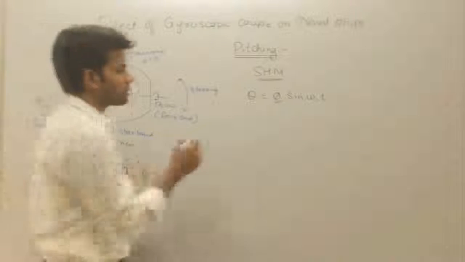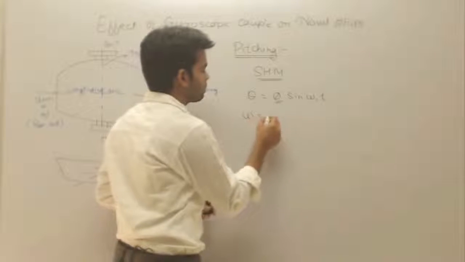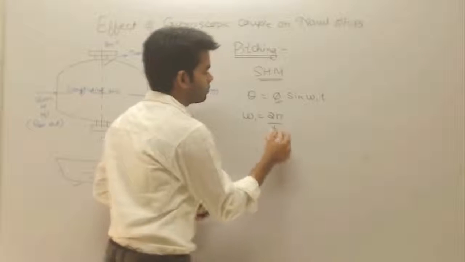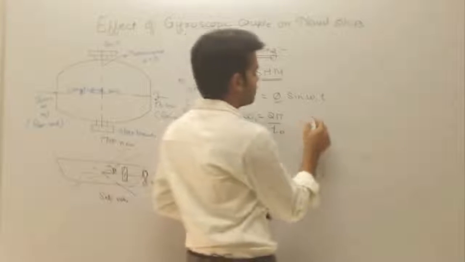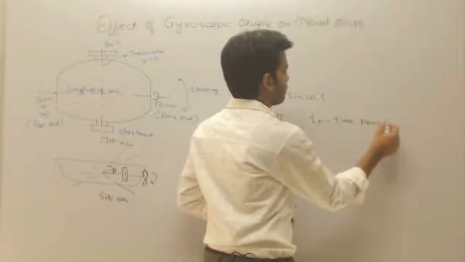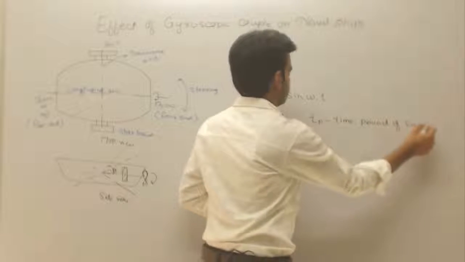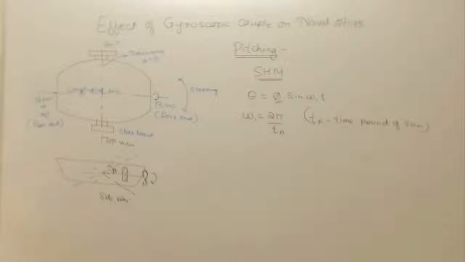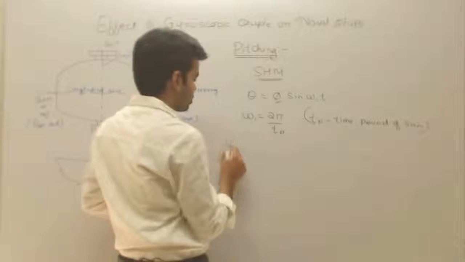Now, how can we determine the value of omega 1? This omega 1 will be equal to 2 pi by Tp, where Tp is the time period of the simple harmonic motion. Now, what will be the angular velocity of precession?